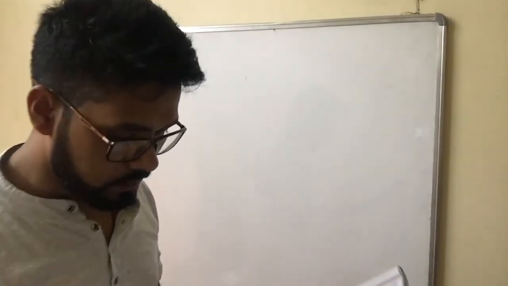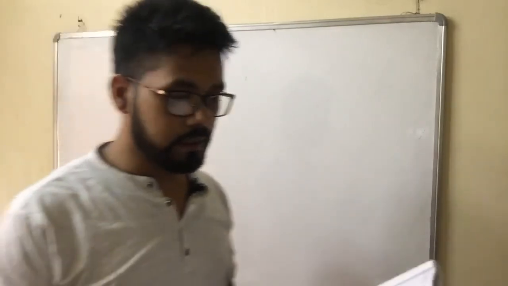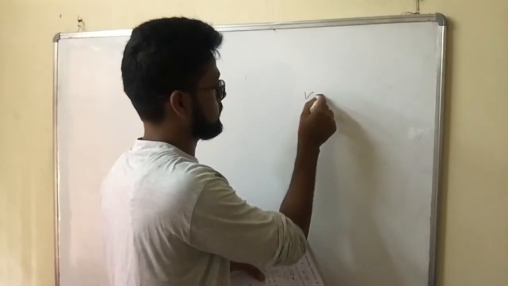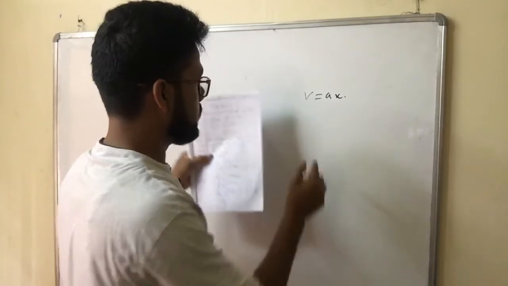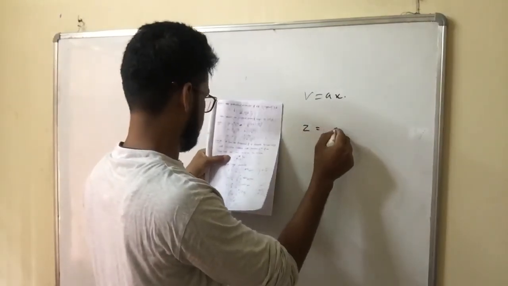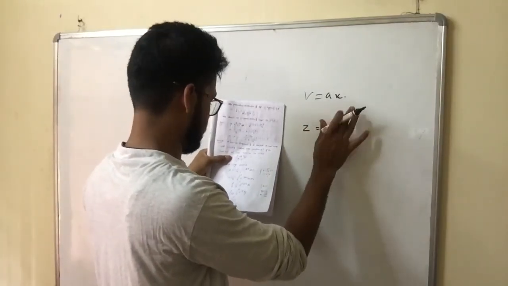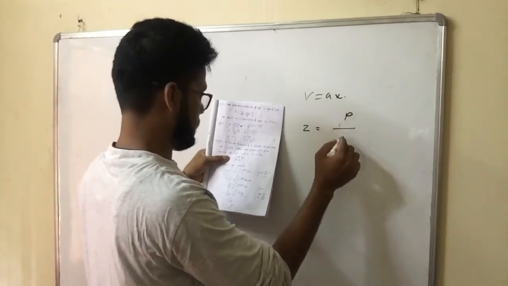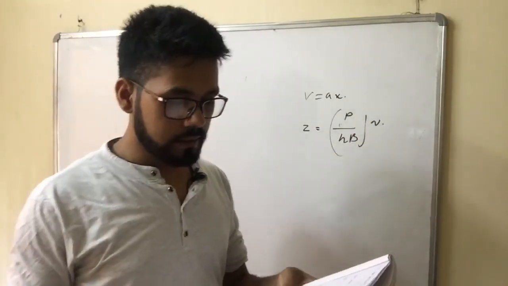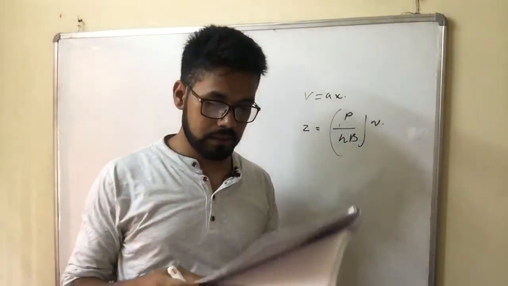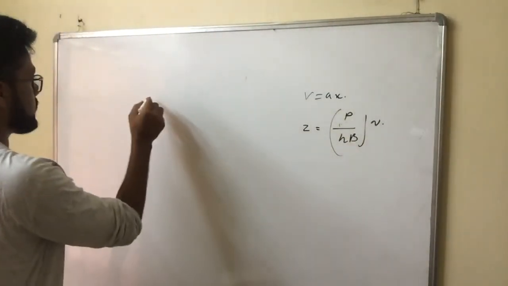Read the question carefully. A system of n particles interacts with potential V equal to Ax. So the partition function of the system is, and assume that the kinetic energy of the system is 0. So what is the partition function formula?